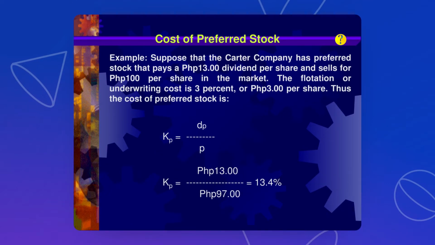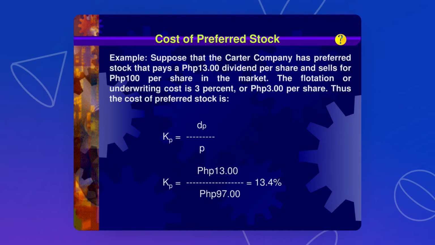Okay, so suppose that the Carter Company has preferred stock that pays a 13 pesos dividend per share and sells for 100 pesos per share in the market. There would be a flotation cost again. The flotation or underpricing cost, please take note, is at 3 pesos or at 3%. Thus, the cost of preferred stock, KP, is equal to DP, which is 13 divided by 97. 97 here is your net proceeds. 13 divided by 97 is equal to 13.4%.